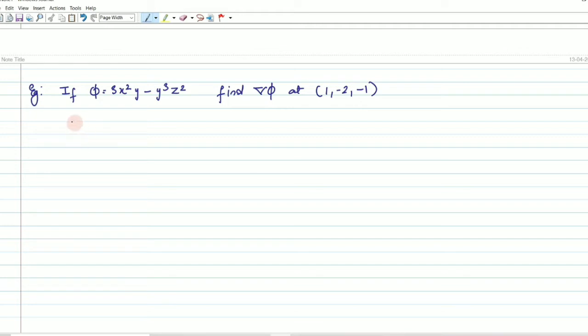We know the formula of del phi. What is the formula of del phi? Del phi is nothing but i cap dou phi by dou x plus j cap dou phi by dou y plus k cap dou phi by dou z. This formula we are going to use to solve this example. This formula is discussed in video number 1 of introduction to vector differentiation.